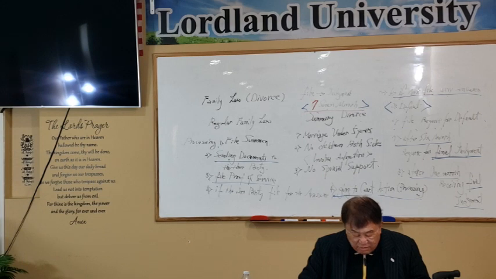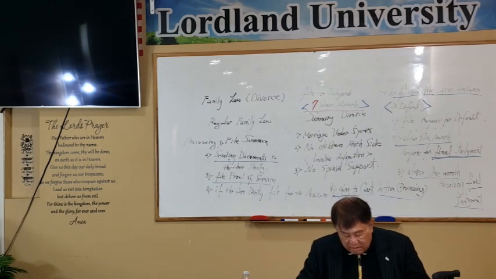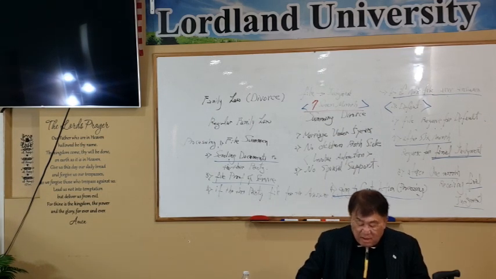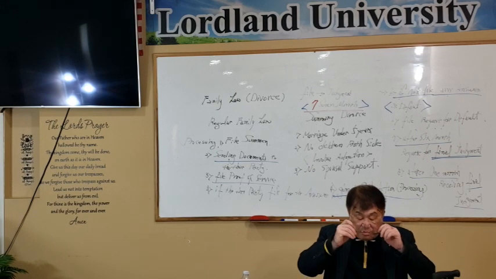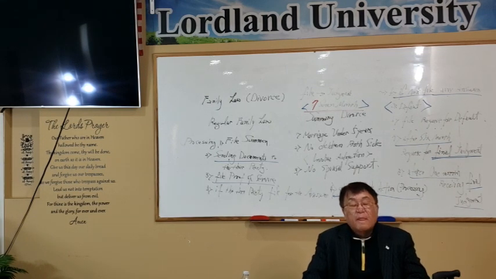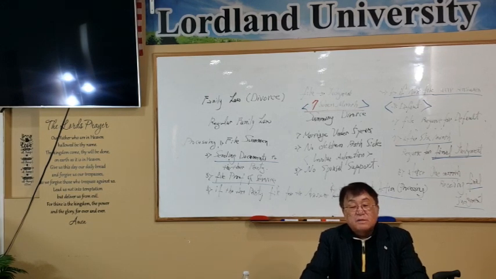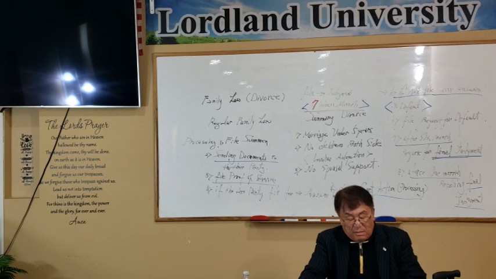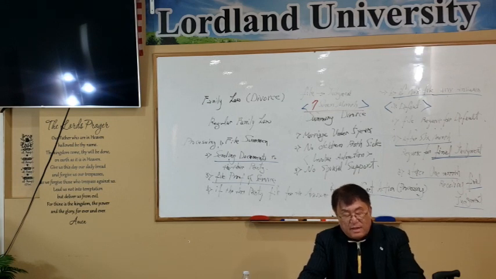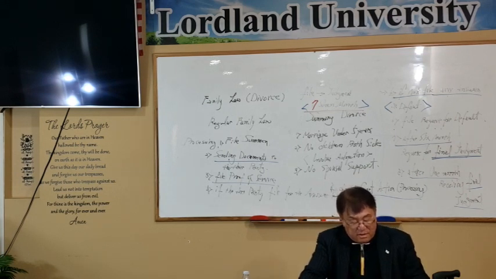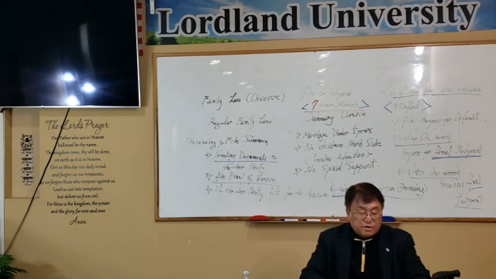Right side also. One person, the wife, signs here. The other party, the husband, signs there. Both parties should sign. Of course, if they live in different places, one person signs here, and the document is sent to the other party. The other party signs here, and then sends it to the attorney's office. It's okay. That's all.